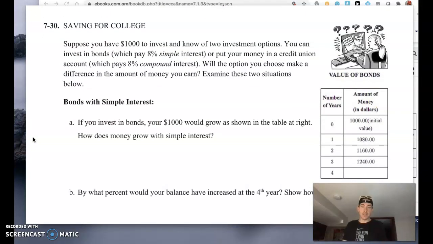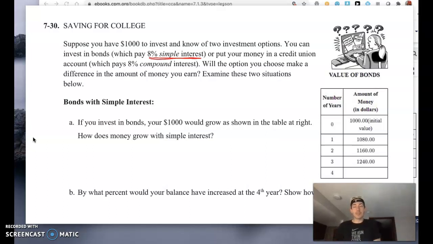And it says, suppose we have $1,000 to invest and know of two investment options. We can invest in bonds, which pay 8% simple interest. Simple interest is a very, very nice tool that banks incentivize you with to kind of keep your money so they can lend it out to other people. Simple interest is always going to be 8%, and your interest does not earn interest.